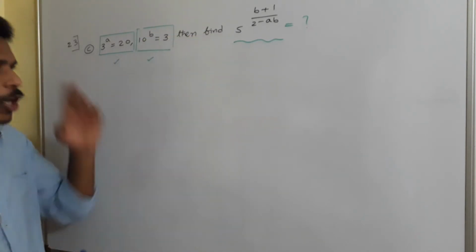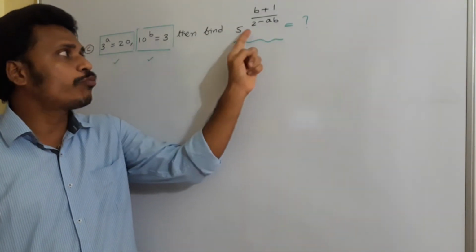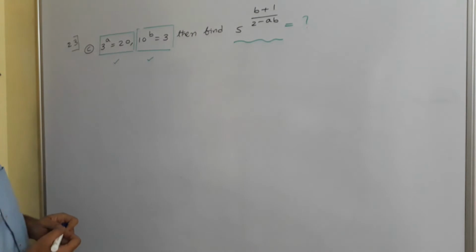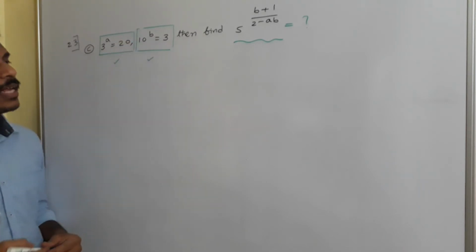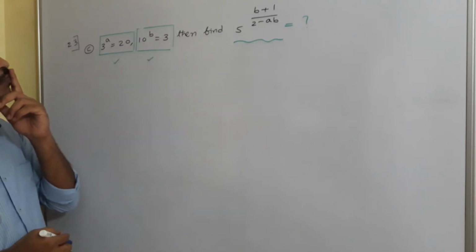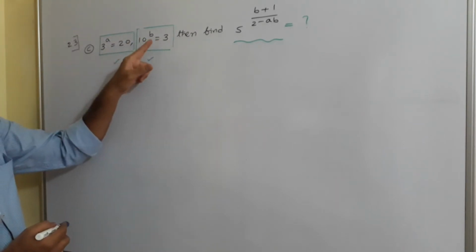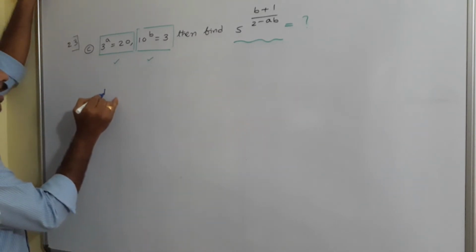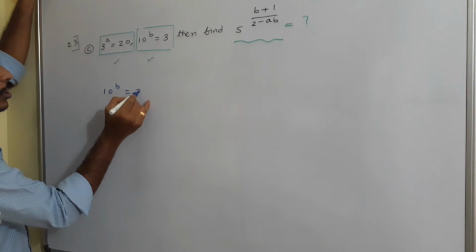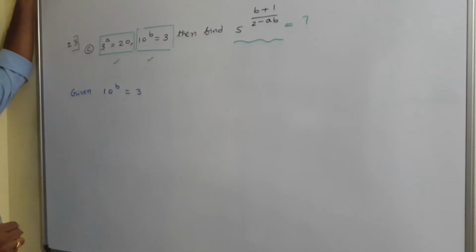Initially my concentration is on this 2 minus ab. I need to prepare this 2 minus ab. How can I prepare it? Here 3 power a is given as 20, 10 power b is given as 3. What to do? 10 power b is given as 3, right? I will start my discussion with this 10 power b equals 3. This is already given.